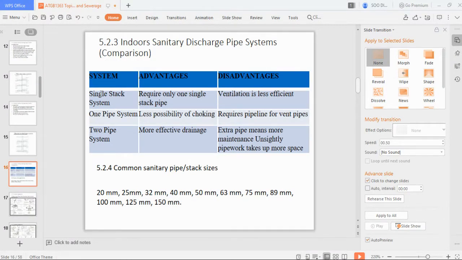So if you require a higher discharge of waste, you want to adopt a different system. So this is for your assignment. Okay, so next is your one pipe system. So you have less possibility of choking, but you require pipeline for vent pipes. And then you have your two pipe system. So you will provide more efficient drainage because you're separating your soil and waste discharge. But because you're providing more pipeline, you require more maintenance, and this extra pipe will take up space.